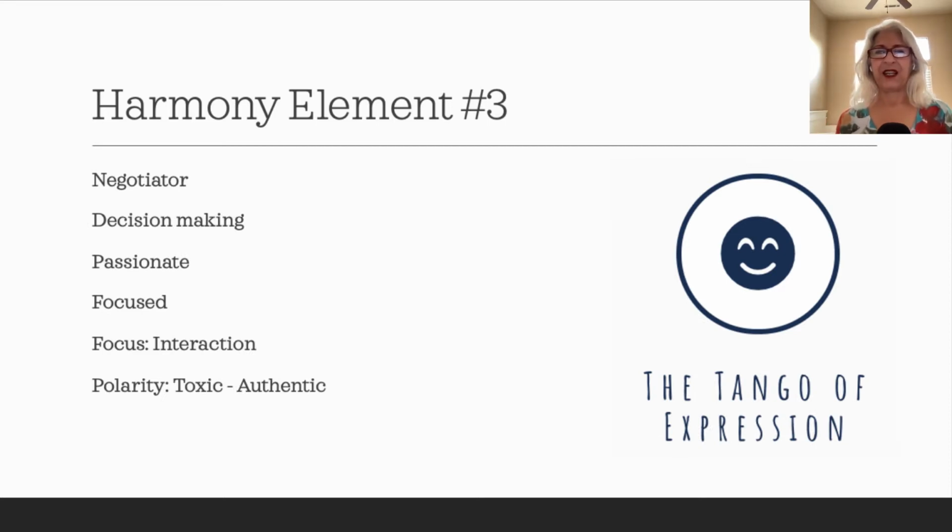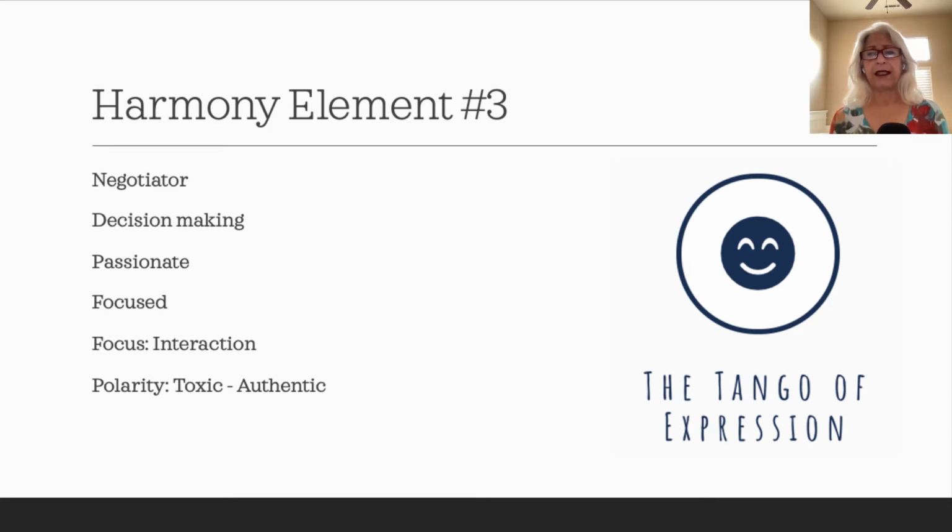So let's look at our next harmony. And this is the tango of expression. The tango is somewhat of a melancholy dance sometimes, but it's also very vibrant. So there's all kinds of expression that we need to experience in life. And we think of the tango, or the expressive one, as the negotiator, right? In a work setting, that negotiator is the one that's helping get things done. And also looking at quick and easy decision making as you have to navigate around the dance floor. They can be a very passionate and focused person.